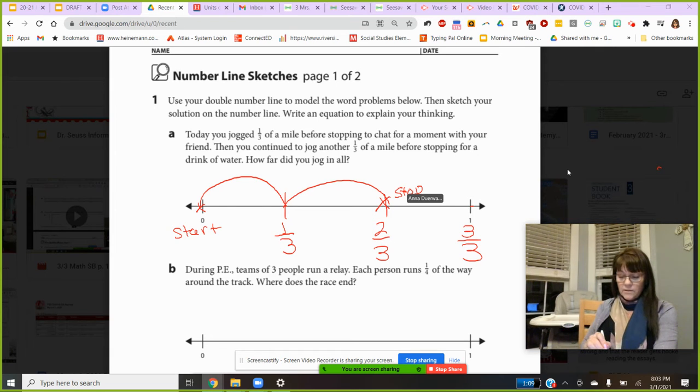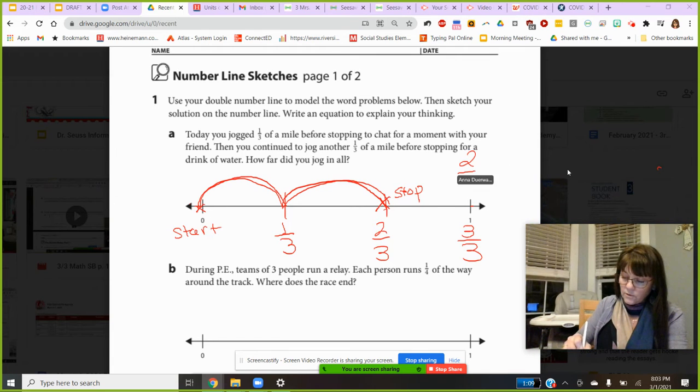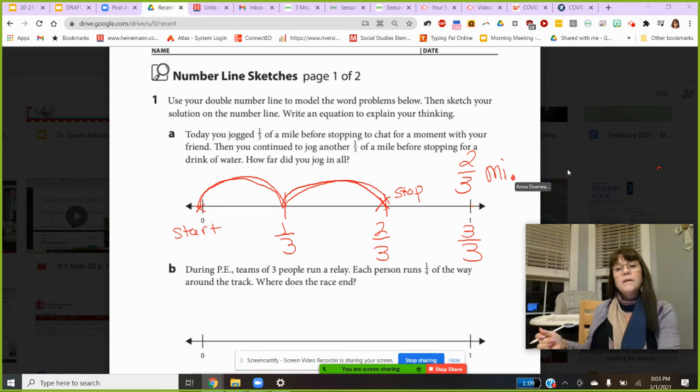Okay, so I went from 0 to 1/3 to 2/3. So I jogged 2/3 mile. And MI is the abbreviation for mile. All right? Not too bad, right? All right. So we're kind of catching this on.